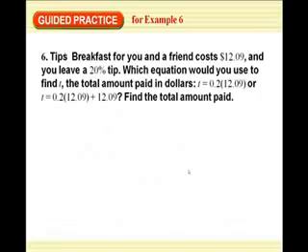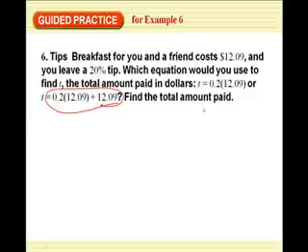So, guided practice number 6, it says tips. Breakfast for you and your friend costs $12.09 and you leave a 20% tip. Which equation would you use to find the total amount paid in dollars? 0.2 times 12.09 or 0.2 times 12.09 plus 12.09. You'd have to add it onto your regular bill, so it would be this one right here.